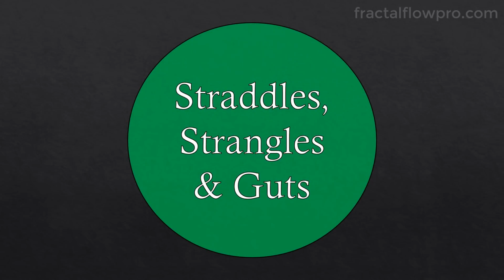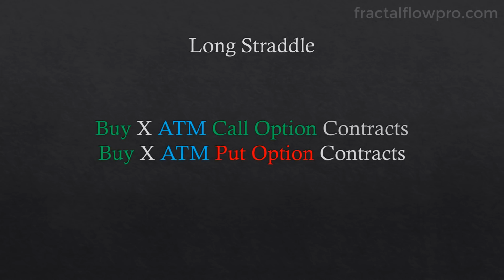Let's now move on to the second category of option strategies, which is composed of the straddles, strangles, and guts. The first strategy we'll study in this category is called long straddle, and it consists in buying X number of at-the-money call option contracts and buying X number of at-the-money put option contracts.